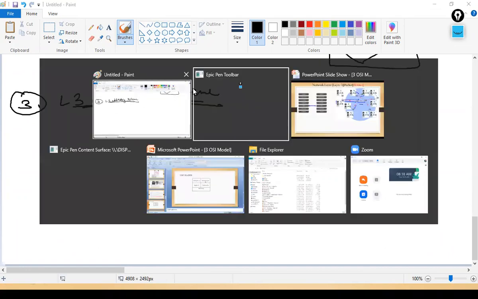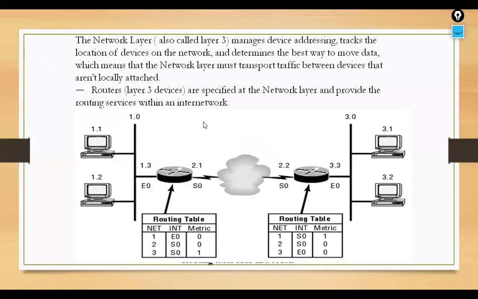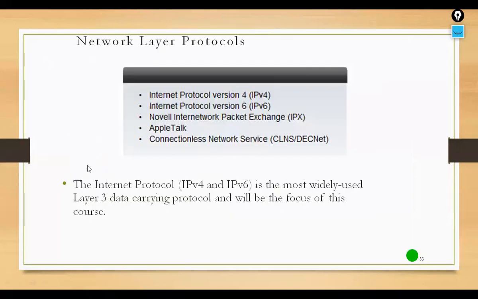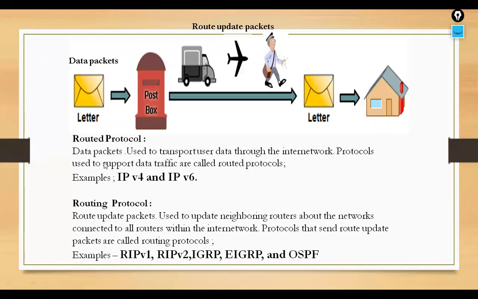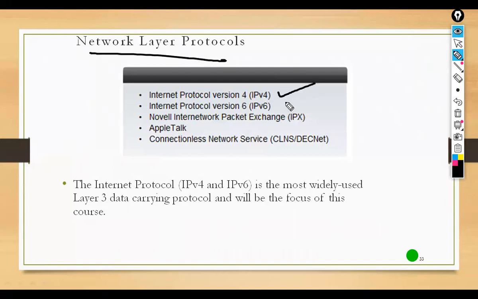Again, in the PowerPoint I have given some more things which we will study in a later section. In the routing section I'll teach you these things, like what is a routed protocol and what is a routing protocol. Now here I have given some network layer protocols: IPv4, IPv6, IPX, AppleTalk, CLNS. These are the network layer protocols. Clear?